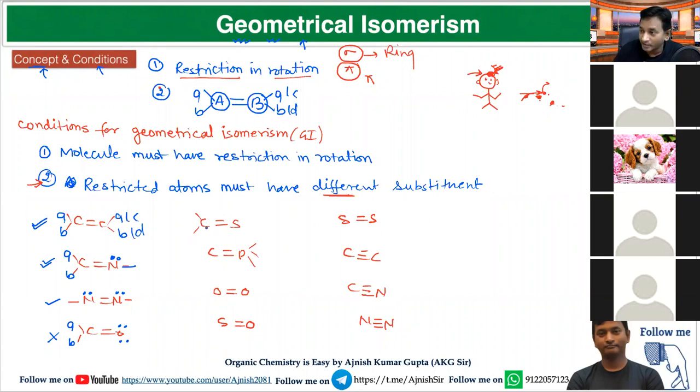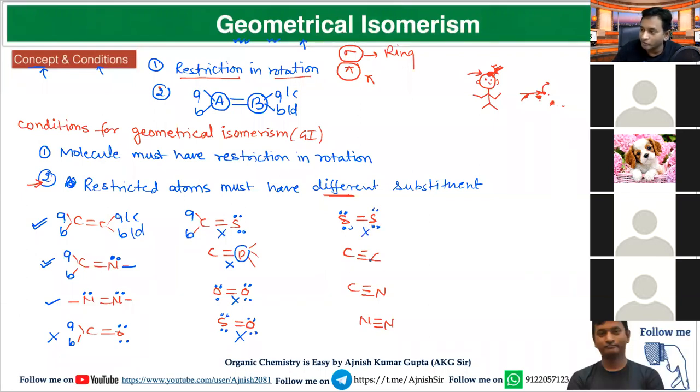Here again, if I make A and B, there is a difference over this carbon. But this sulfur has both lone pairs the same, so this will not show GI. Here again, if phosphorus has 5 bonds, then the molecule will not be planar. It will be sp3 hybridized, so no GI. Here again, oxygen has the same lone pairs, so no GI. Oxygen has the same lone pairs, sulfur has the same lone pairs, so no GI. Here again, the lone pairs are the same, so no GI.